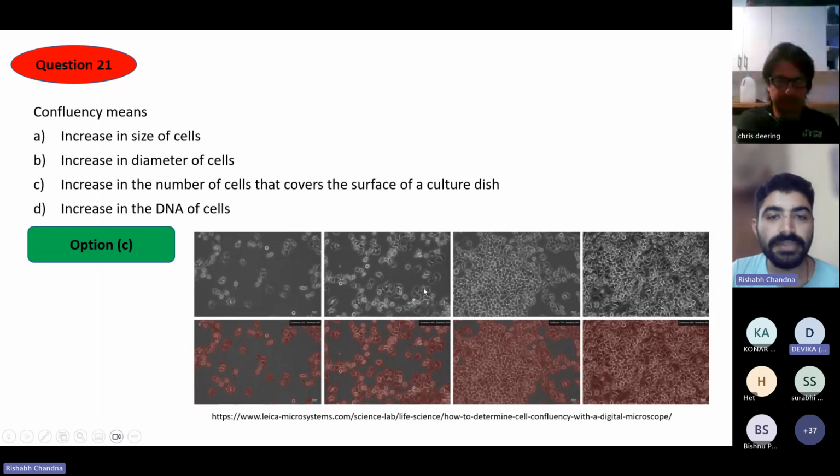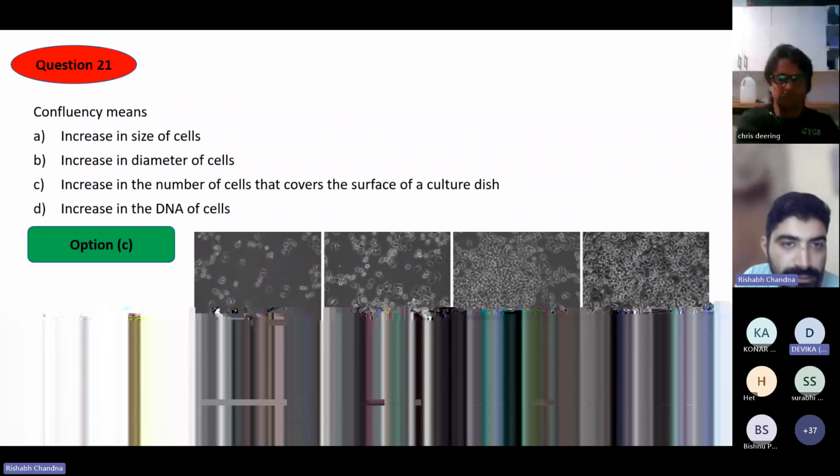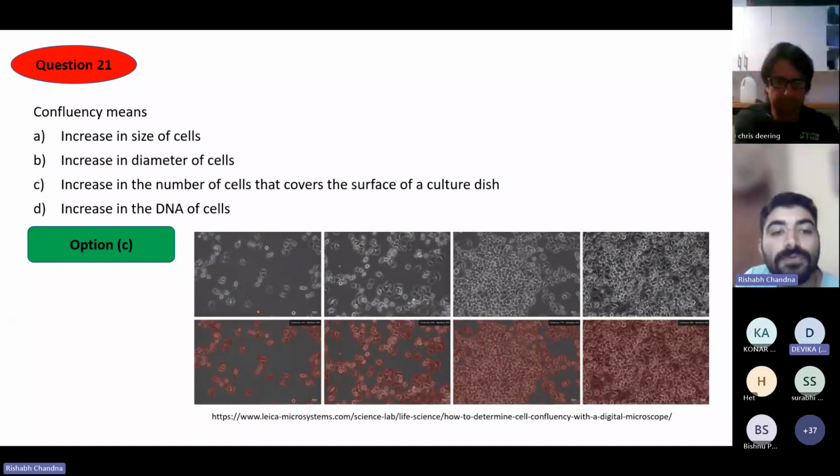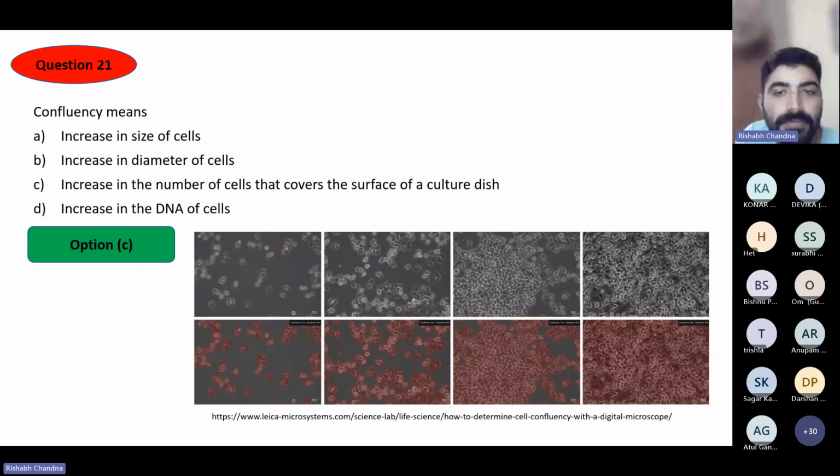And here is the figure that shows different confluency of a particular cell. As we can see, in the first figure the cells are not covering most of the area of the layer that we see. So this is around 20 to 30% confluent only. When we keep this in incubation for some time, the number of cells increases, and this is around 40% confluent. When we keep it for some more time, they start aggregating and come close to each other. So now this is around 70 to 80% confluent. And after this, when it fills up the whole surface, this is 100% confluent.